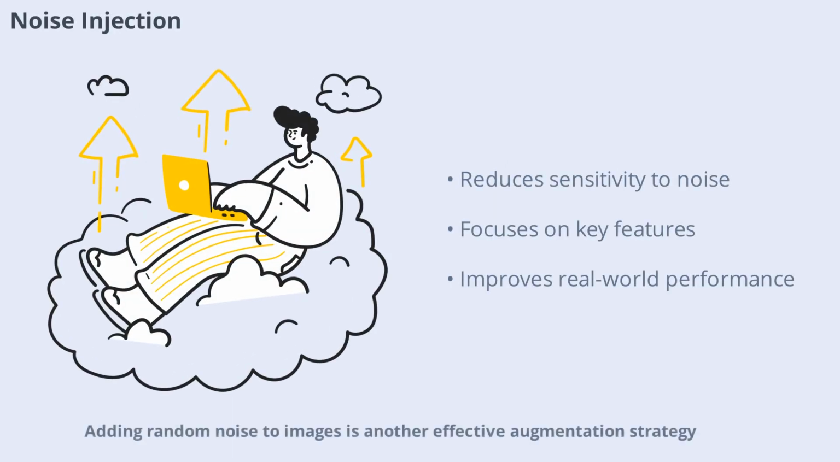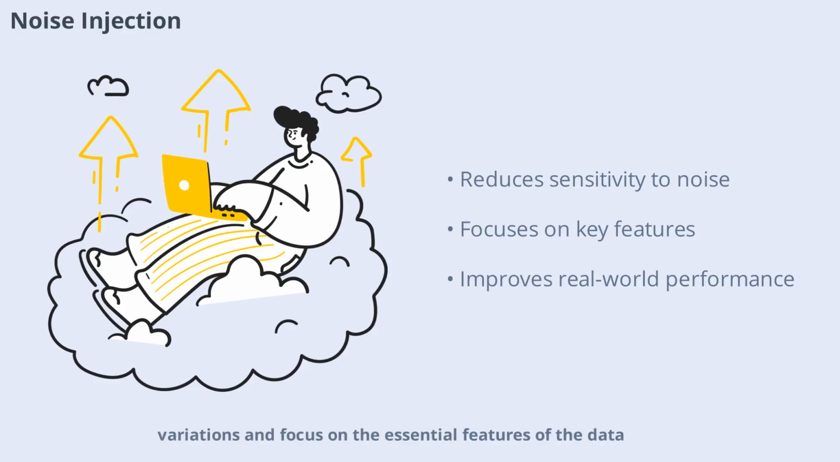Adding random noise to images is another effective augmentation strategy. Noise injection helps the model learn to ignore irrelevant variations and focus on the essential features of the data. This technique is particularly useful for improving the model's resilience to real-world imperfections, such as sensor noise or compression artifacts, which are common in practical applications.